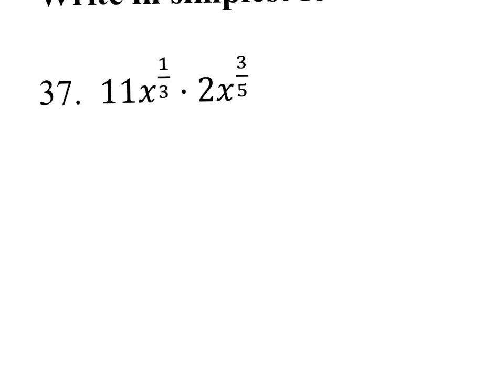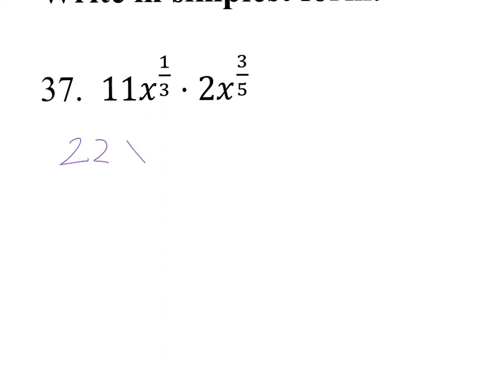So I can multiply these together. Again, I cannot rewrite this as a root yet because these two have different denominators. So I cannot rewrite it as a root. I have to multiply them. So 11 times 2 would give me 22. And then I'm going to add these two fractions together, and I would get x to the 14/15.